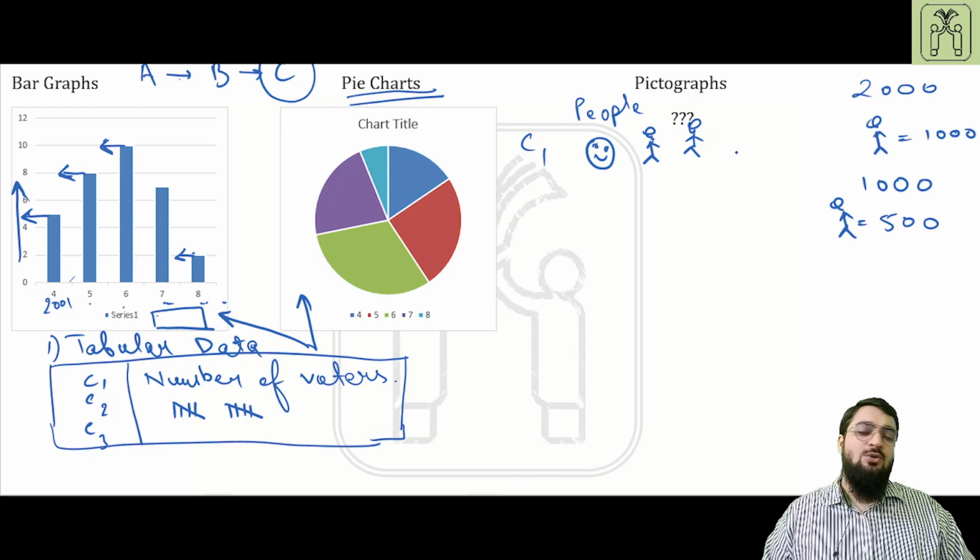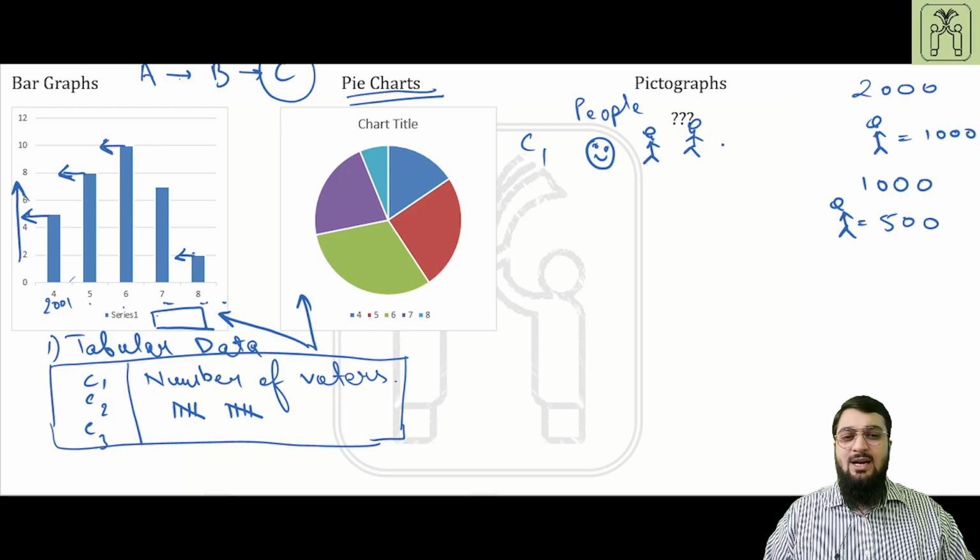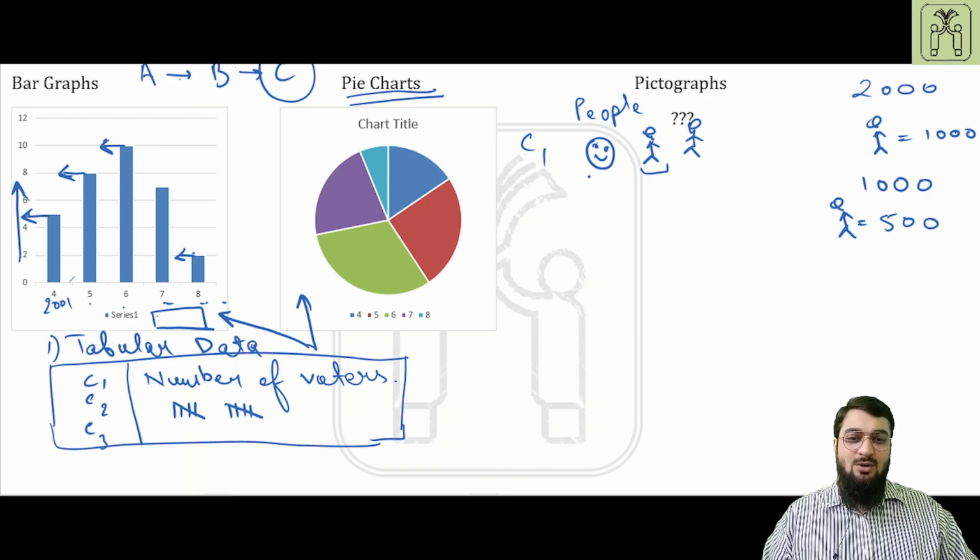And similarly, you can change the conversion factor, or multiplication factor, or the scale, in order to make sure that each stickman or each smiley is read without any mistake.